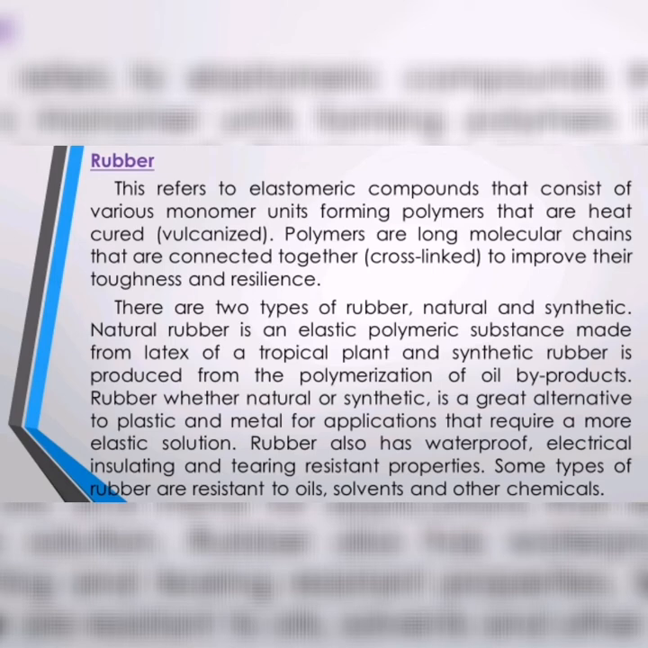Rubber, whether natural or synthetic, is a great alternative to plastic and metal for applications that require a more elastic solution. Rubber also has waterproof, electrical insulating, and tearing-resistant properties. Some types of rubber are resistant to oil solvents and other chemicals.